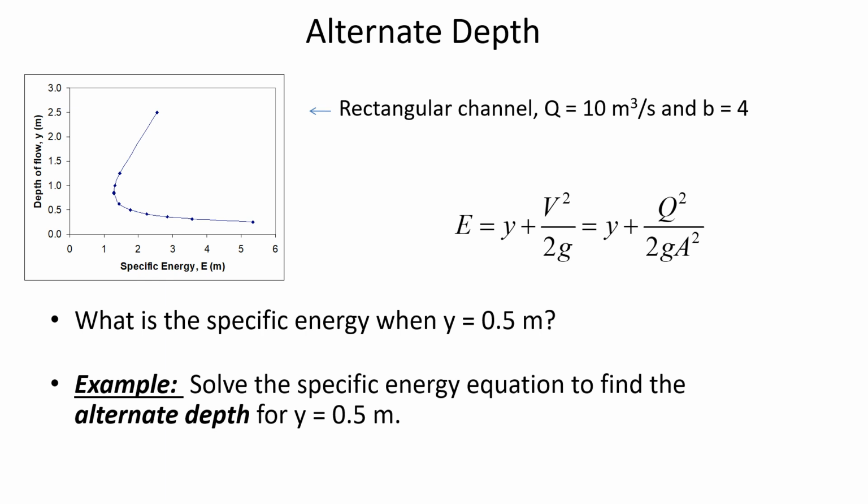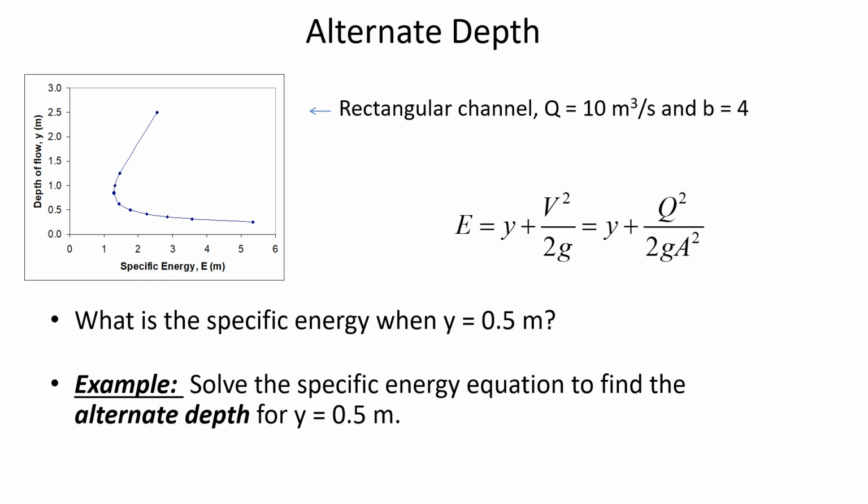I'm just going to write 100. That's q squared since the q is 10. Divided by 2 times g, so 9.81, times the area, which is 4y, and that is squared. Okay, so 1.7742 is equal to y plus 100 divided by 2 times 9.81 times 4y squared.